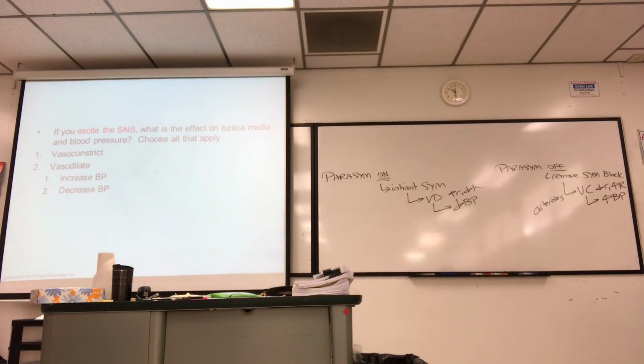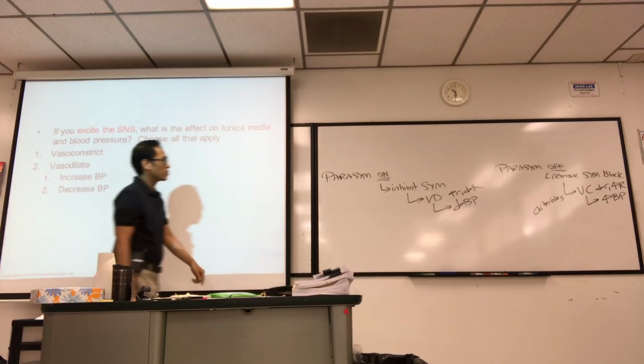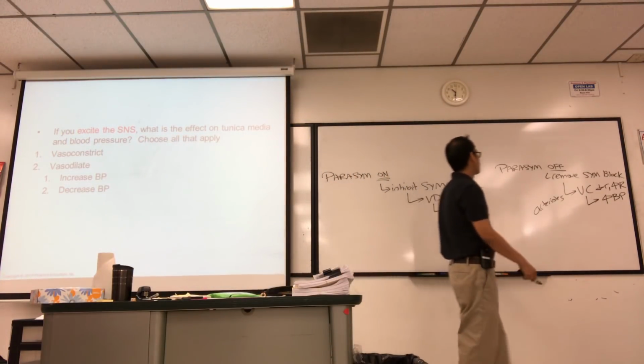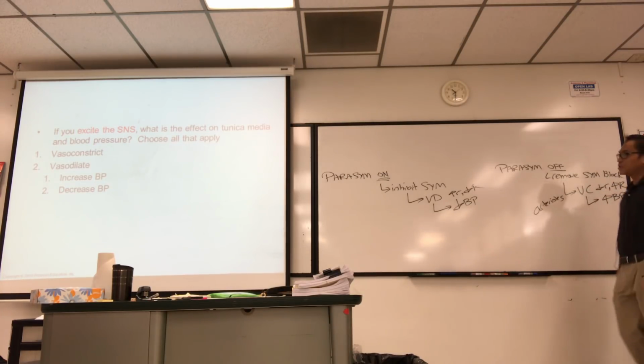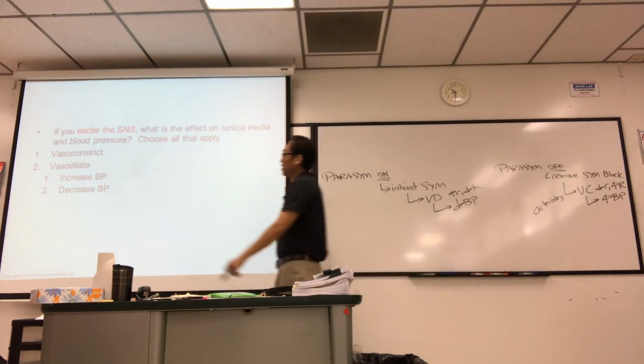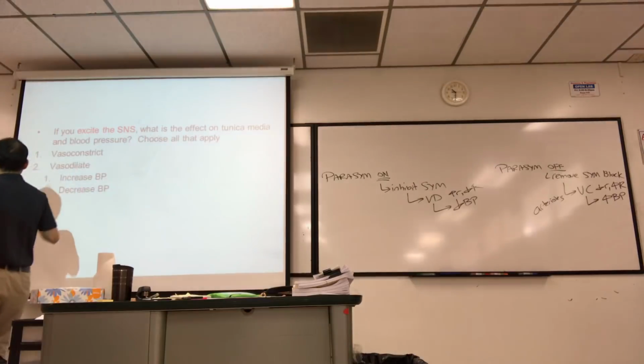So again, to go back and review, here's how I'm trying to program your brain, right? You excite the SNS, that's the sympathetic nervous system. What's the effect on blood pressure? So think of it in batches, okay? You excite the SNS. Which of these is occurring, 1 or 2? Vasodilation is 1. If you turn on the sympathetic nervous system, you remove the sympathetic block, which is the same as exciting it. You vasoconstrict. That's the first thing. Sympathetic, you vasoconstrict. So I gave you the first one.